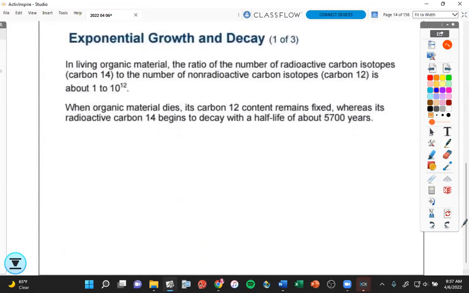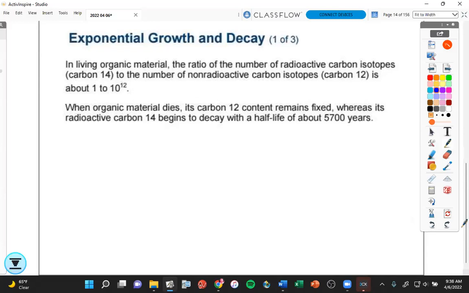A living organic material, the ratio of the number of radioactive carbon isotopes, carbon-14, to the number of non-radioactive carbon isotopes, carbon-12, is about 1 to 10 to the 12th. Big number. When organic material dies, its carbon-12 remains fixed. However, radioactive carbon-14 begins to decay with a half-life of about 5,700 years. Y'all have heard of carbon dating, yes? Okay, that's what we're talking about right here.